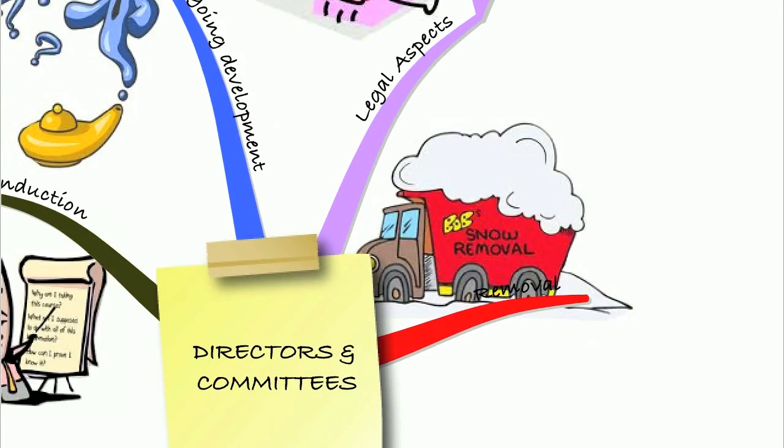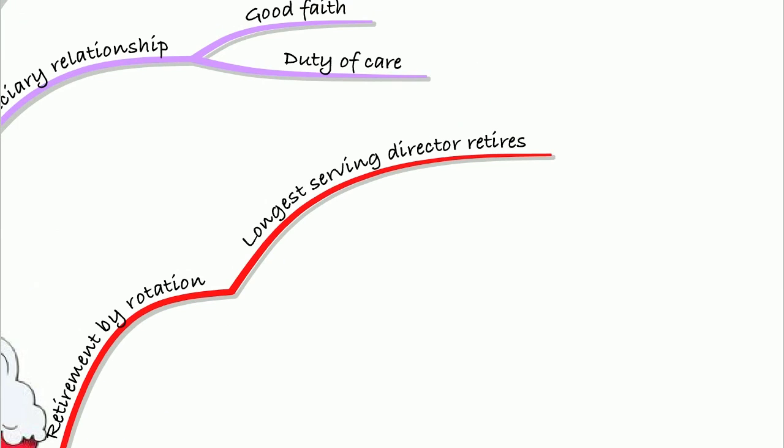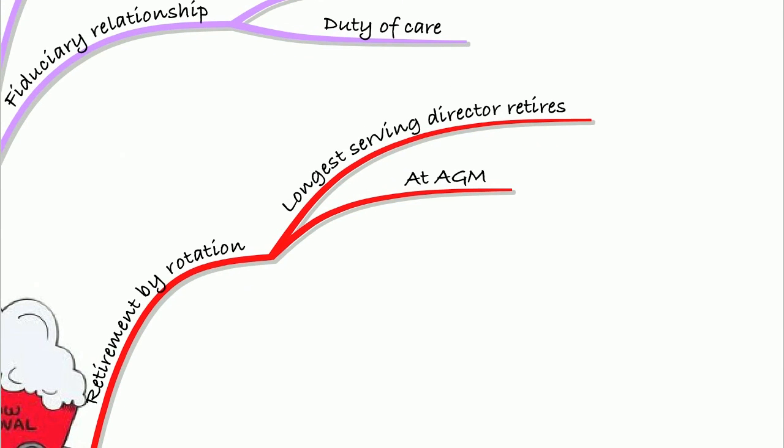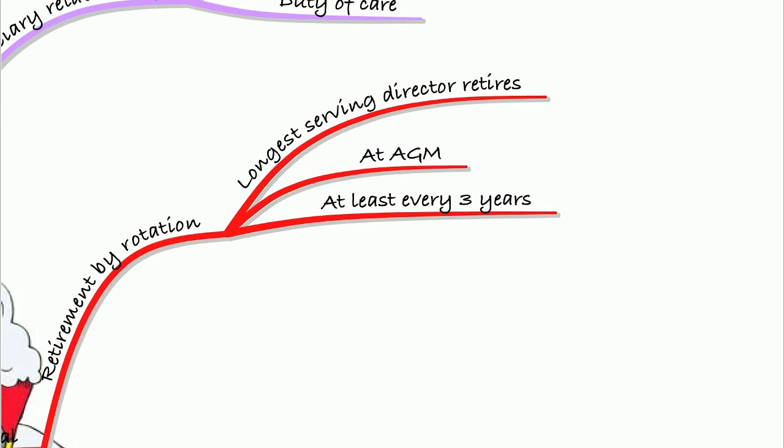So, removal of directors. Well, there are various ways that directors can be removed. First of all, and the most common, is retirement by rotation. This is not removing them at a particular time, but in a rotational way, the directors actually retire. So the longest serving director retires at the AGM. Usually this rotation will happen at least every 3 years. So at the end of each 3-year period, we have a director retiring.